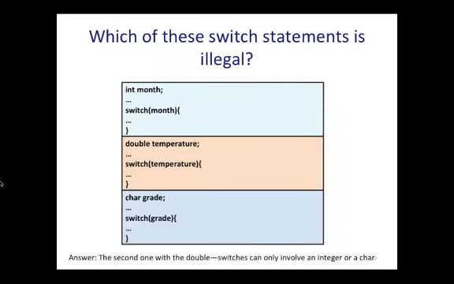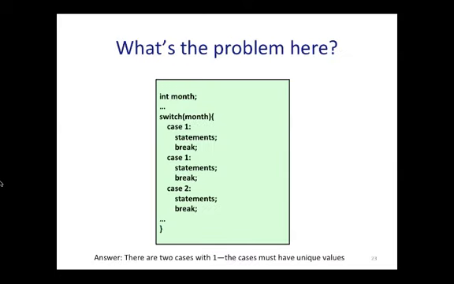So just quickly, if you look at these couple examples and try to find out which one is illegal, if you just take a moment to look, you would see that the problem is in the second one. Okay? And why is that? Because temperature is a double and we're only allowed to use either ints or chars. Okay? Take a moment and see if you can find the problem with this one. And you'll see that there's two cases with 1, and that violates the rule that cases must have unique values.